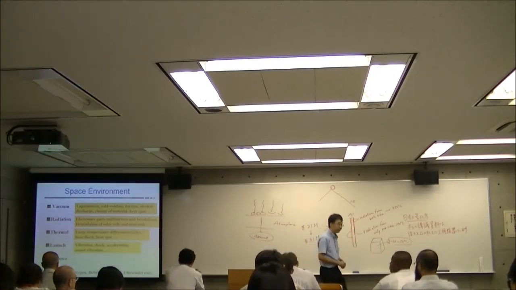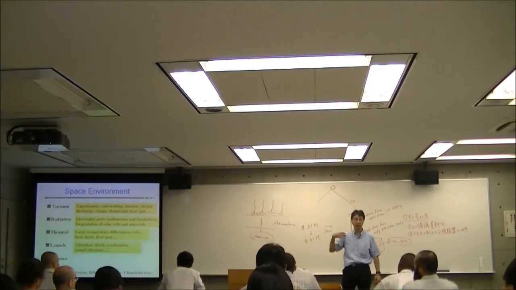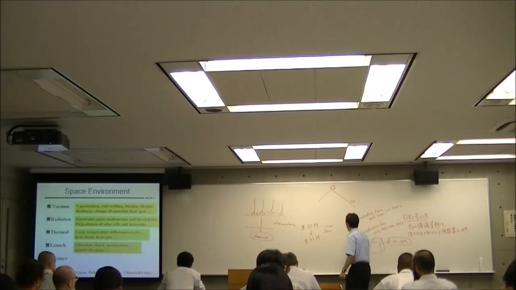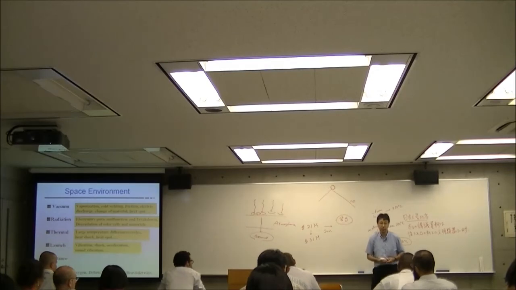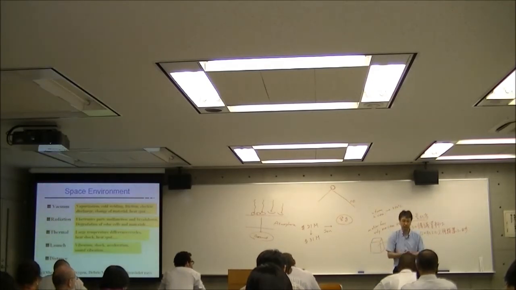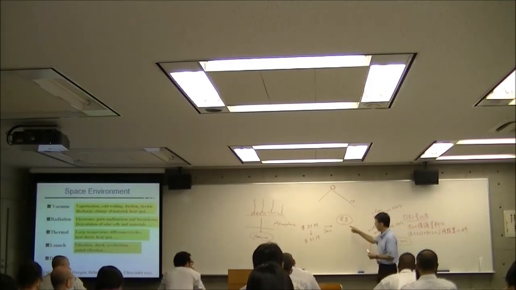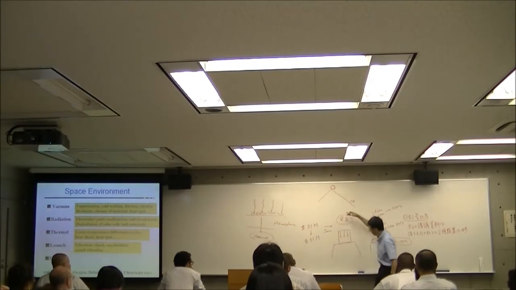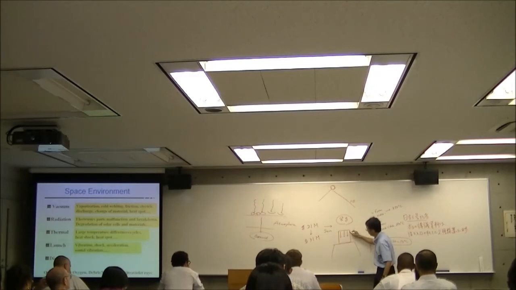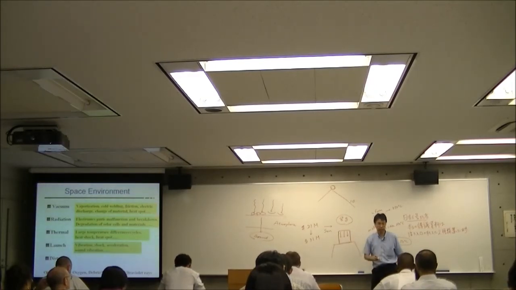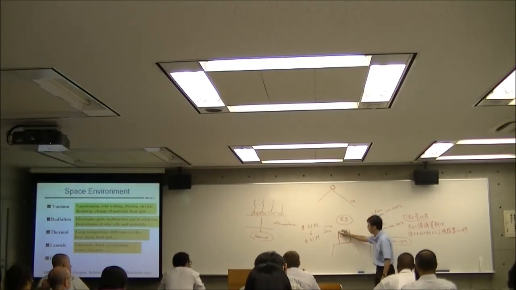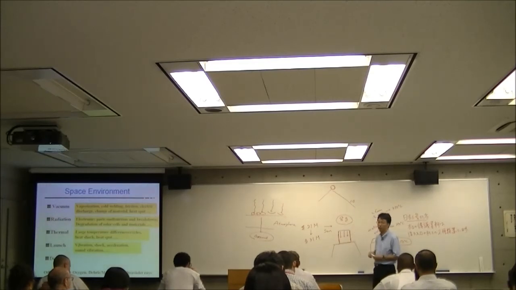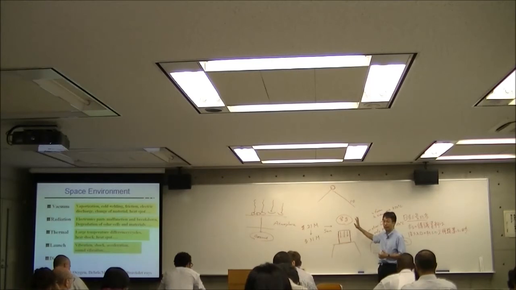And the launch will give the satellite very, very big vibration, shock, and acceleration. Usually acceleration is something like 8G. 8G means the satellite weight becomes 8 times more. Between the rocket and satellite we have a very big pressure, and usually the sidewall may buckle. So you should avoid buckling of the side surface of the satellite in order to be tolerant against this acceleration. This is another very big thing for the satellite.